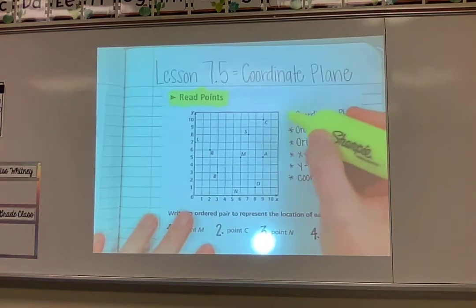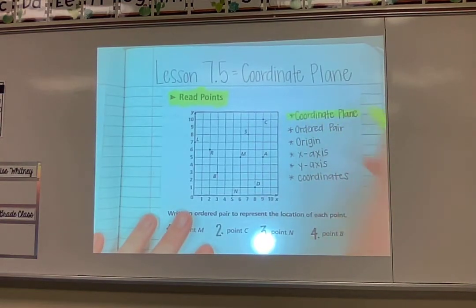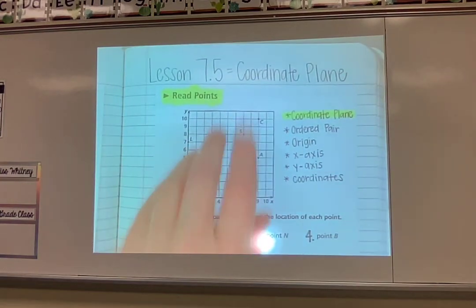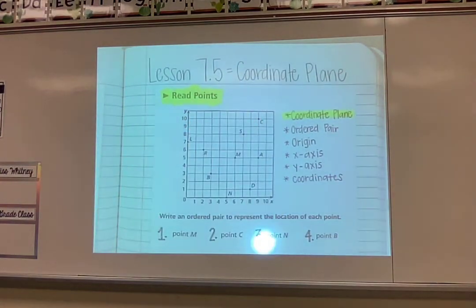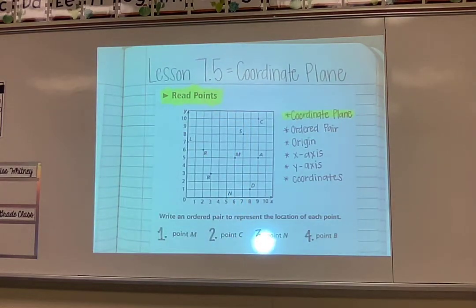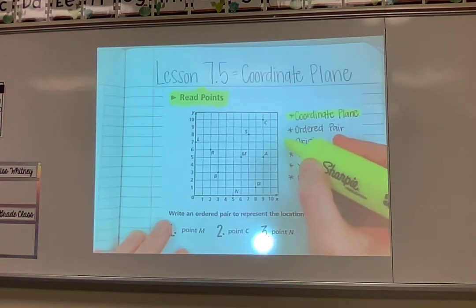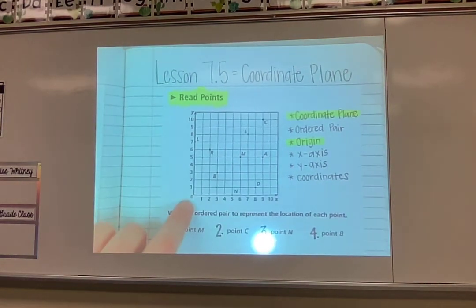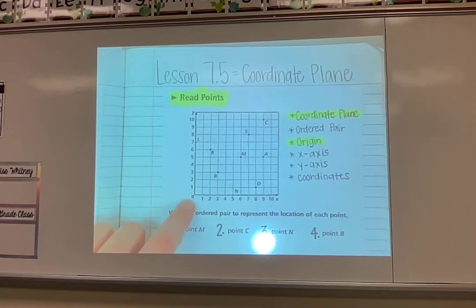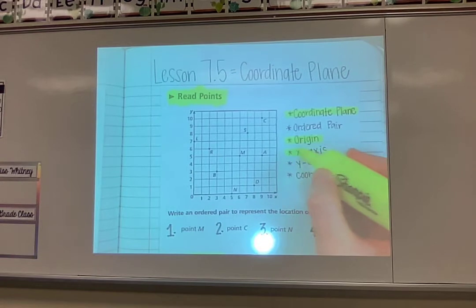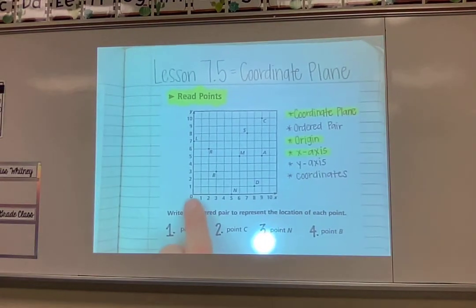The first word is the coordinate plane. This whole graph is called the coordinate plane. When we see this little graph where we're going to be graphing some things, this whole thing is called the coordinate plane. We also have the origin, and the origin is down here at 0. Origin means you start at 0 down here in the very bottom corner.